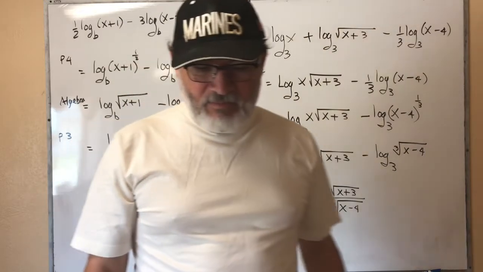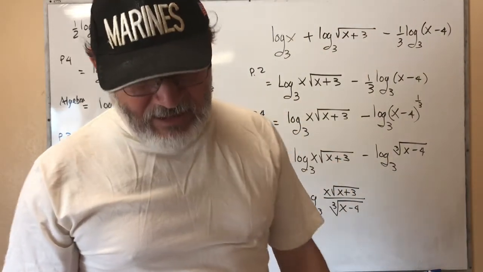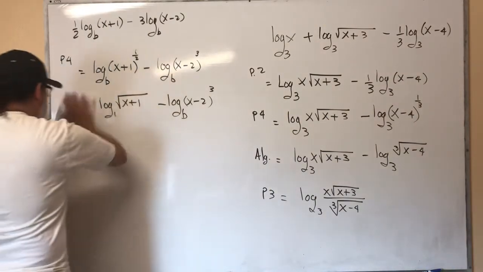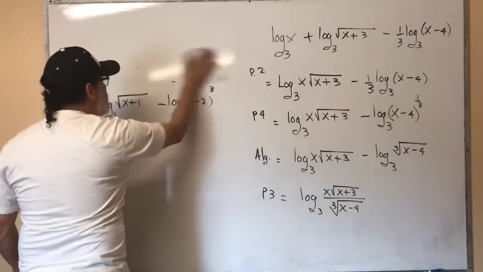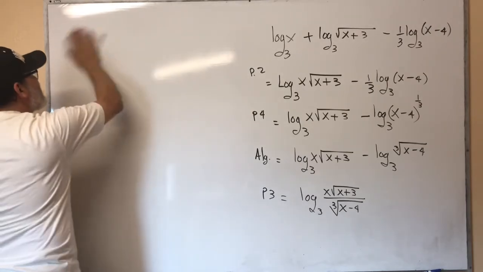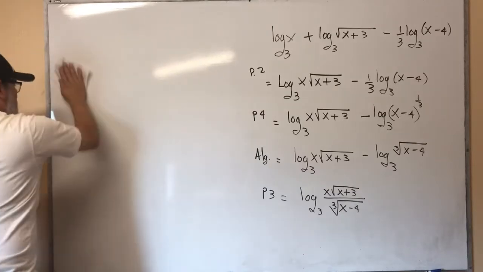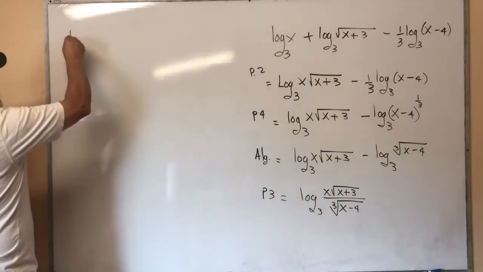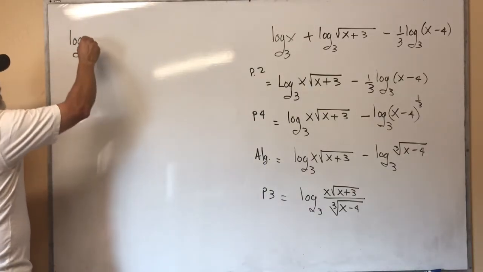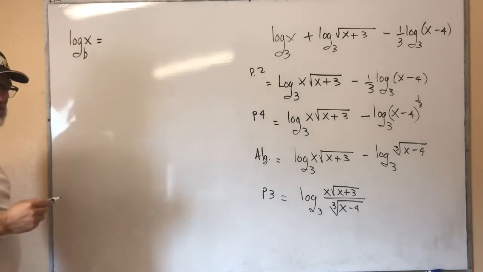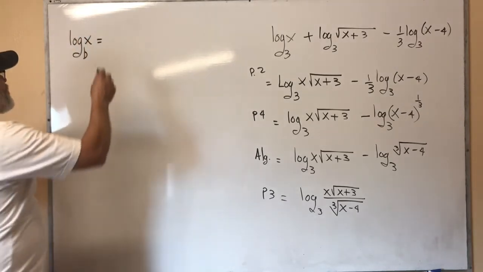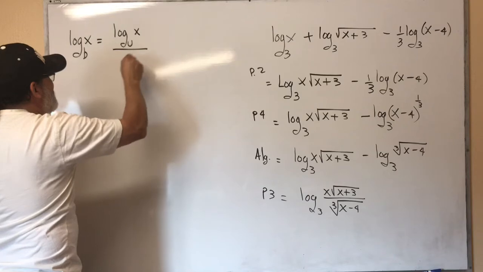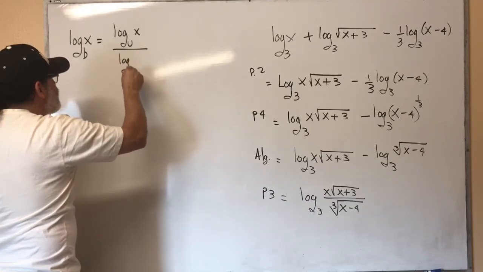Single logarithm. You need to know how to do that. Now, let me show you how to use the change of base formula. The change of base formula is this. Log base b of x. If you want to change the base, you can. You pick a base you want. So this is the log base u of x divided by the log base u of b.